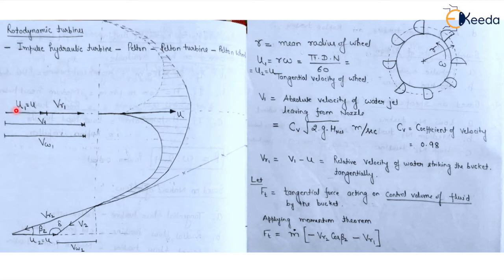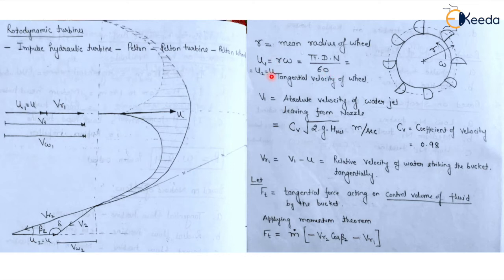Now this is the diagram which I have explained. This is the inlet velocity triangle and this one is the outlet velocity triangle. Now you see here, R is the mean radius of the wheel. So U1 is equal to R omega, that means U1 we can write as pi D N by 60. In this case, omega is the same, so U1 and U2 are the same.